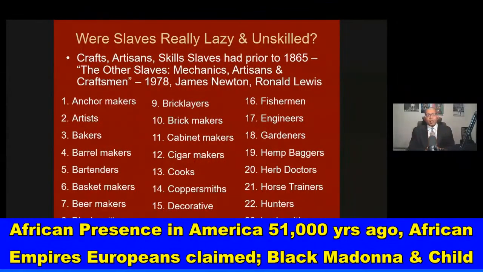The book The Other Slaves: Mechanics, Artisans, and Craftsmen, 1978, by James Newton and Ronald Lewis, goes through and breaks this down. There were at least 262 skills, trades, and crafts that African people had in this country from 1619 to 1865.